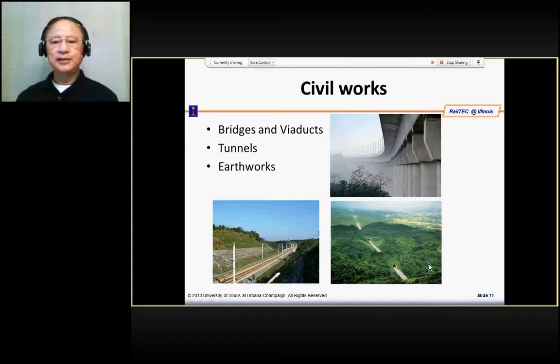And then there will be tunnels, if you have mountains in that region and you want to go through the mountains. So you have to construct tunnels to go through all these mountain ranges. Okay, so these are the three types of civil work which you have to construct in order to support the track work on top of it.